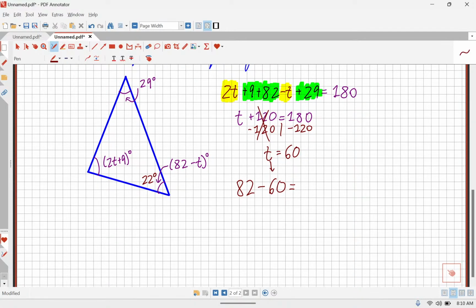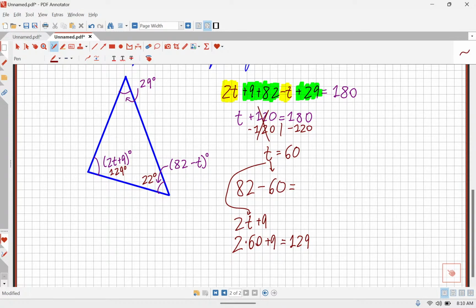Just for practice here, let's do the same thing over here, Isabel. 2t plus 9 is the other one, but we did all that work to find out that t was what? Just Isabel, please. We did all that work to find out that t was 60. So what am I going to write instead of 2t plus 9? Yeah, that's exactly what you're going to do. And you get 129. That means that this angle was 129 degrees. Does that make sense, Isabel?